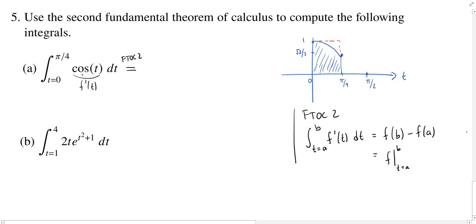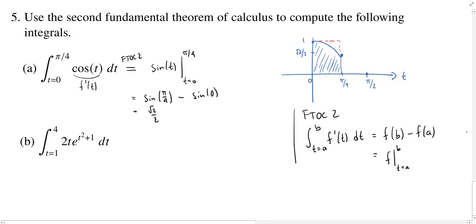Okay, so in this case, we need to find a function whose derivative is cosine, and we know that that's sine. And then we want to evaluate sine between 0 and pi over 4. Okay, well, let's see. At pi over 4 and at 0, we actually know the values for sine. So sine of pi over 4 is root 2 over 2. And, well, sine of 0 is just 0. So actually our exact answer should be root 2 over 2.